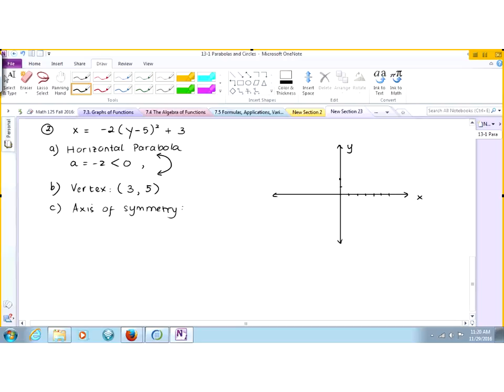1, 2, 3, 4, 5, 6. 1, 2, 3, 4, 5, 6, 7. 1, 2, 3. All right. So 3 comma 5 is 1, 2, 3, 4. 3 comma 5.